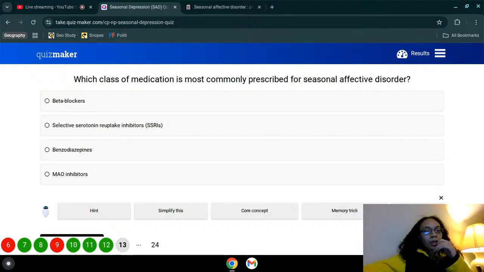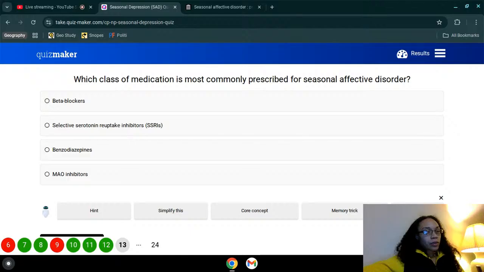Which class of medication is most commonly prescribed for seasonal affective disorder? Which medication is most commonly prescribed? Beta blockers? I don't think so. Selective serotonin reuptake inhibitors? Benzodiazepines? MAO inhibitors. I'm guessing it's going to be something serotonin.